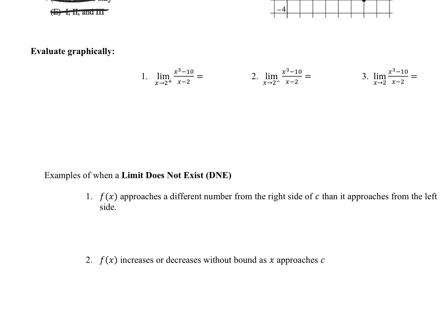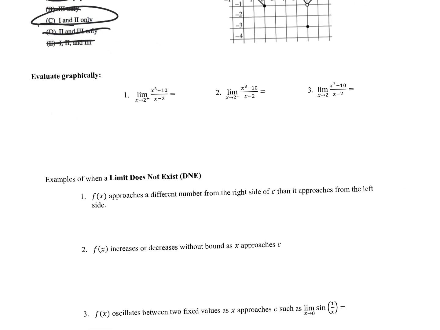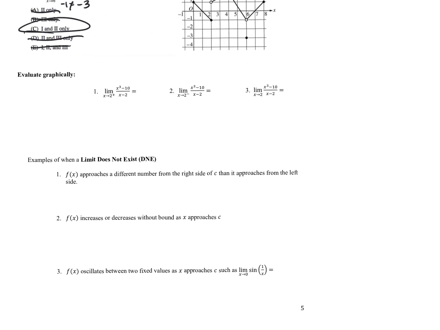I think, what's going on at 2? Does anyone have any idea what's going on when x is 2? Oh, there's an asymptote. Why is there an asymptote? Because it makes the denominator 0. Yeah. But it doesn't make the numerator 0. Right. You guys, x minus 2, when the denominator is 0, that's when we have a vertical asymptote.